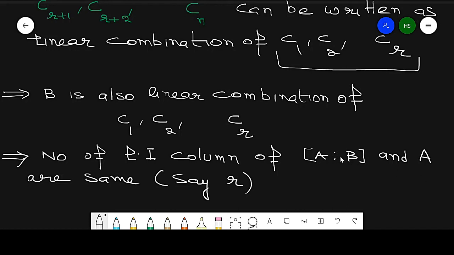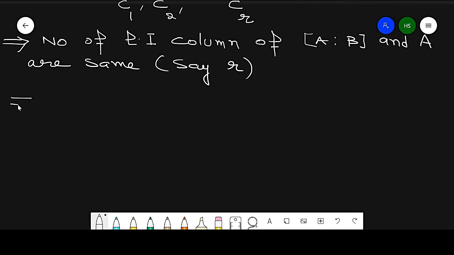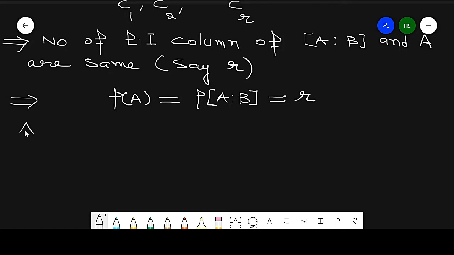If they are the same, then it means they are R. So the rank of A and the augmented matrix is equal to R. It implies the rank of A and the rank of the augmented matrix both have rank R, so they are equal. If they are equal, it means the equation Ax equal to B has a solution.